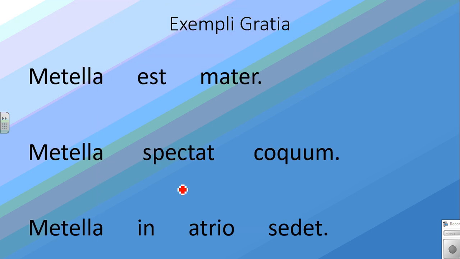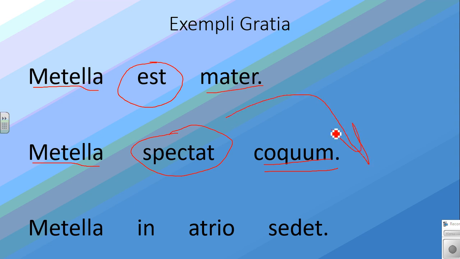Metella est mater. Metella is the mother. So some more examples here, right? The one we just did: Metella est mater, where mater is that predicate nominative example of the linking verb. Metella is the mother. Here's another sentence, though, it's a little different. Metella cocum spectat. Spectat is my verb. Cocum is my direct object, so I'm going to underline it twice. Metella sees the cook. Now, normally you'd expect that verb to be over here at the end of the sentence. But again, Latin word order is very flexible. They can move around.